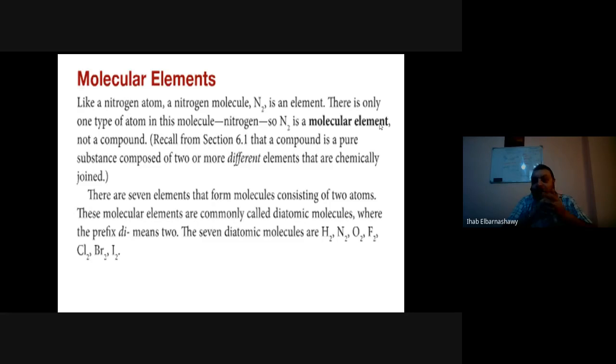Why do you call them molecules? Because they are more than one atom joined together. How many are they again? They are 7. Do I have to remember them? Yes, you must. Because in a chemical equation, you never write nitrogen as N. You always write it as N2. It's a molecular element. It is one of the 7 diatomic. Are we clear, guys? This is important.